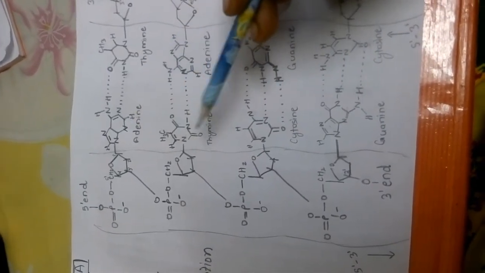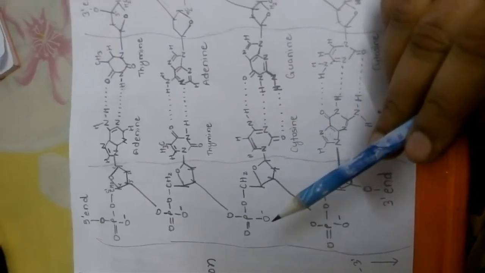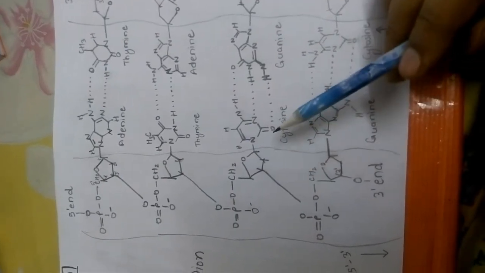Then we discussed that hydrogen bondings and base stacking interactions are responsible for its stability. Then we discussed that three consecutive base pairs on a DNA molecule constitute a codon. And then we discussed the central dogma, that is DNA first transcribes into mRNA and then mRNA translates into a protein. This is all for today.